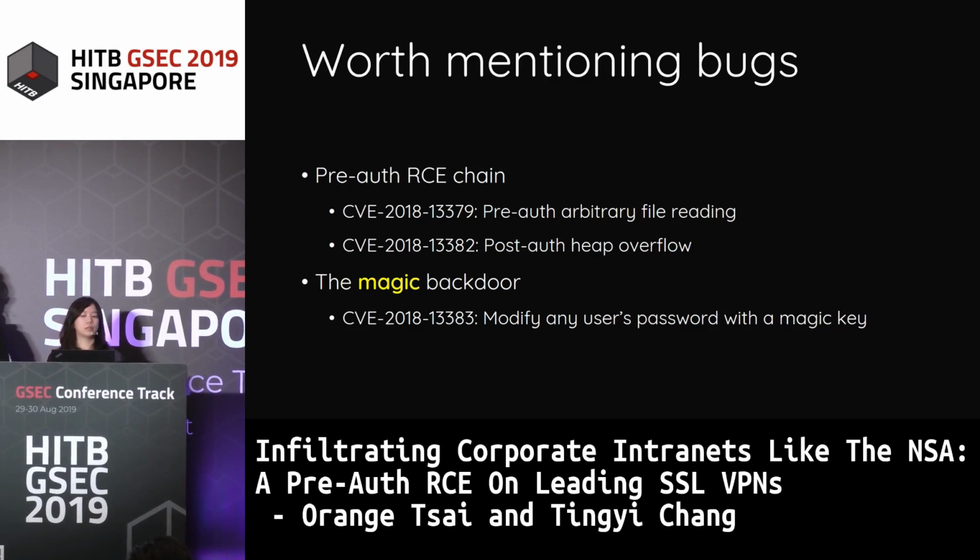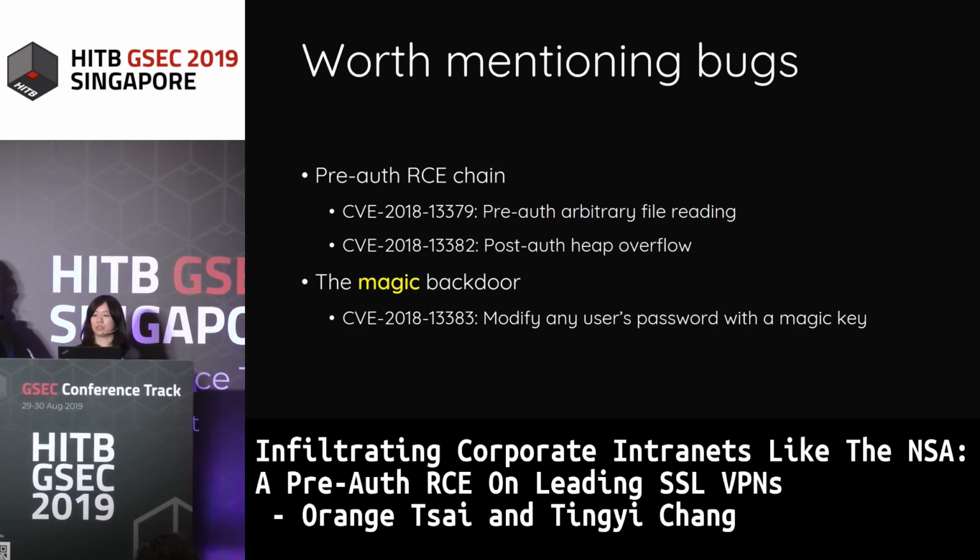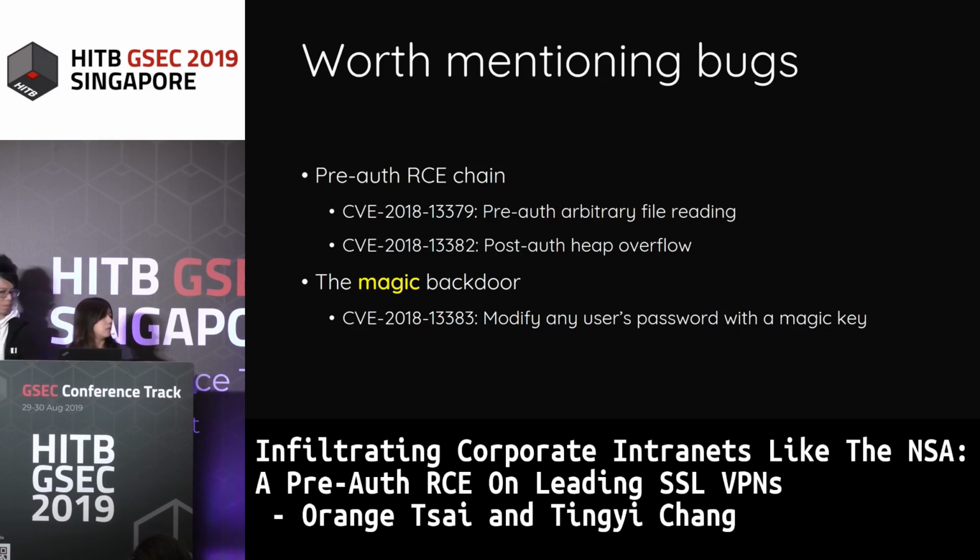We will talk about 3 bugs today. First is the pre-auth remote code execution chain. We combine 2 bugs: a pre-auth arbitrary file reading to log in, and a post-auth heap overflow to get a shell. We also introduce an interesting bug. It's a magic backdoor, which can modify any user's password with a magic key.